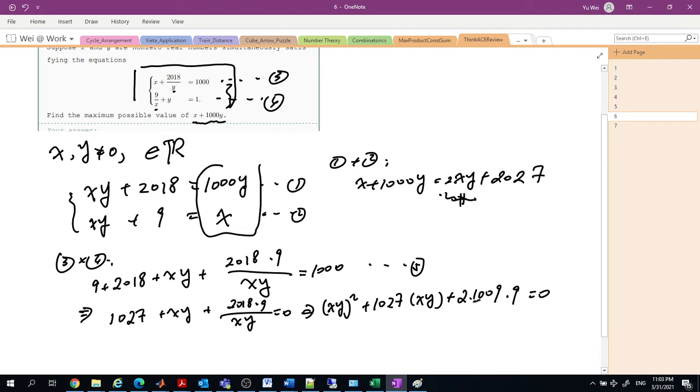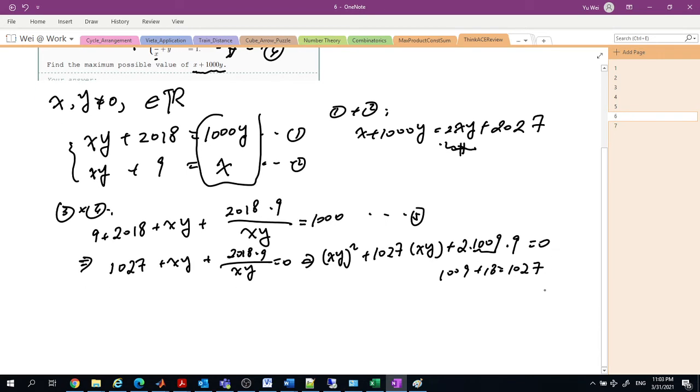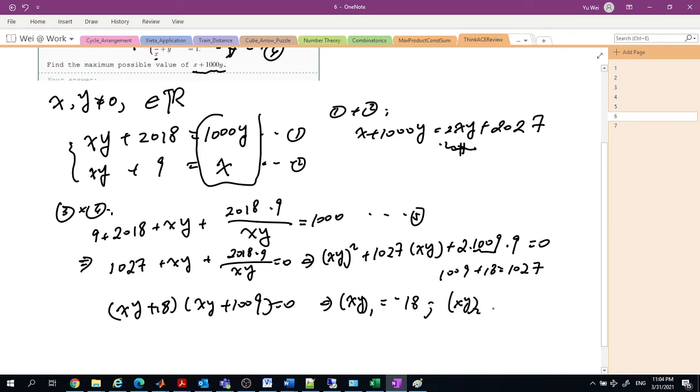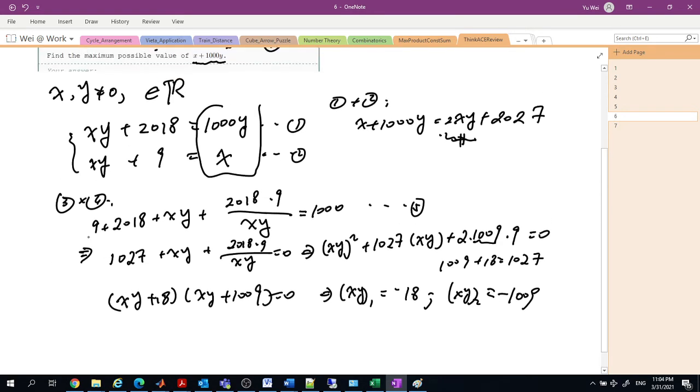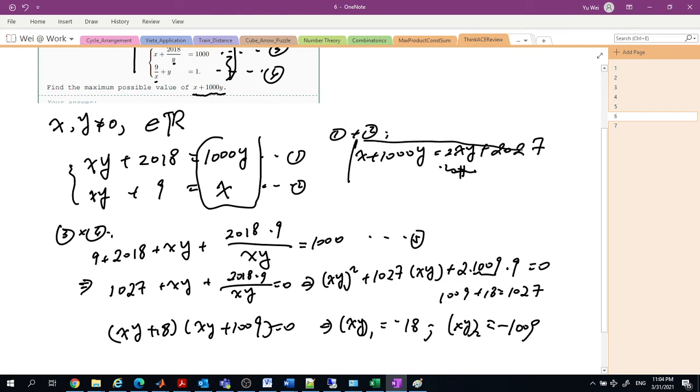Now let's see, 1009 plus 18 is just 1027. Wow, great. So it's a simple factorization. So (xy + 18)(xy + 1009) equals 0. So we have two solutions: xy1 equals negative 18 and xy2 equals negative 1009. Now we can see what's the minimum.